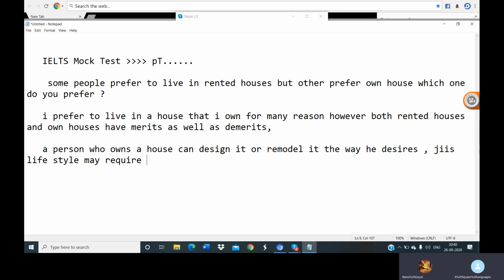His lifestyle may require certain facilities, and he can include them in the design. I'm just giving you my ideas, and you can speak in your own sense. So he can include them in the design.